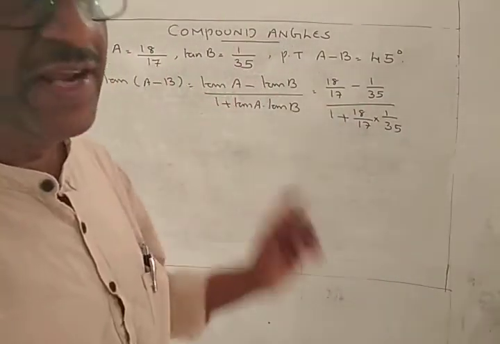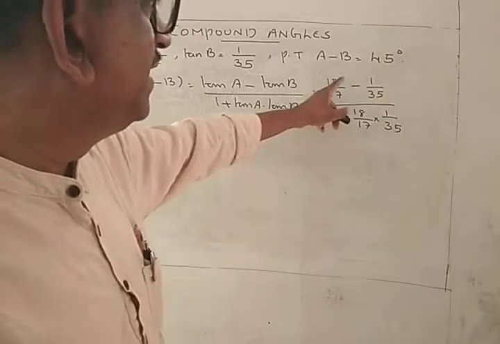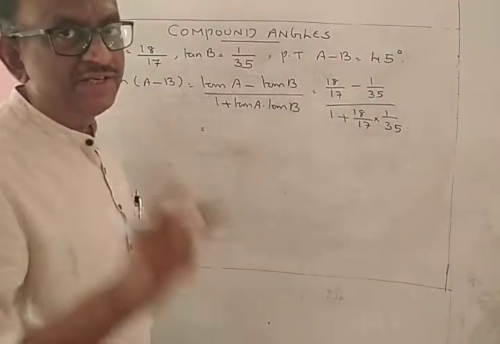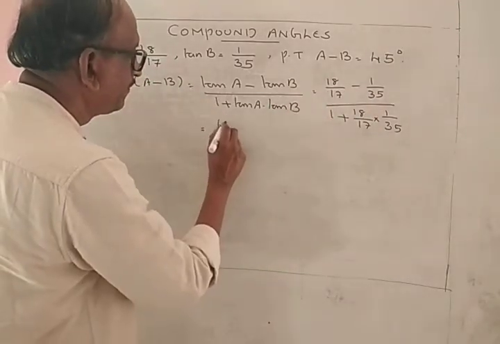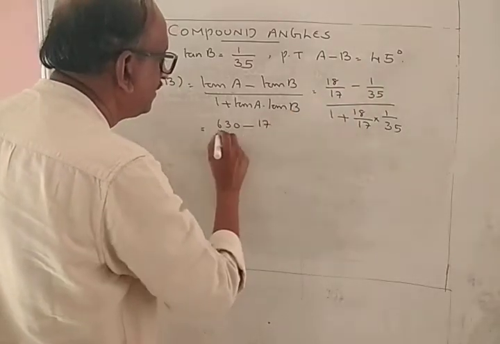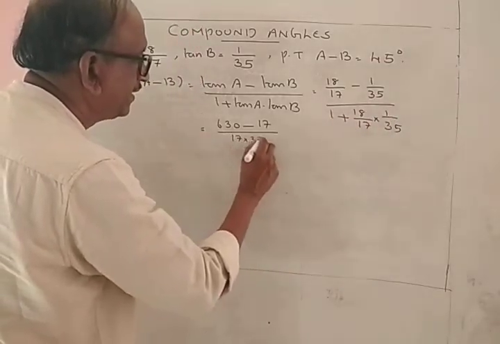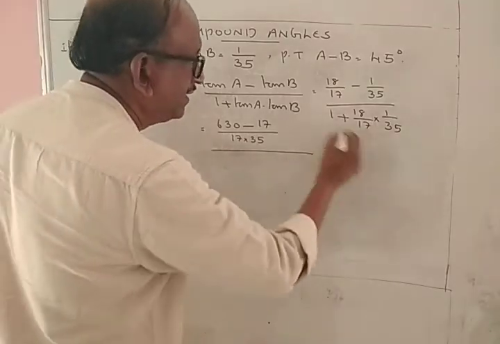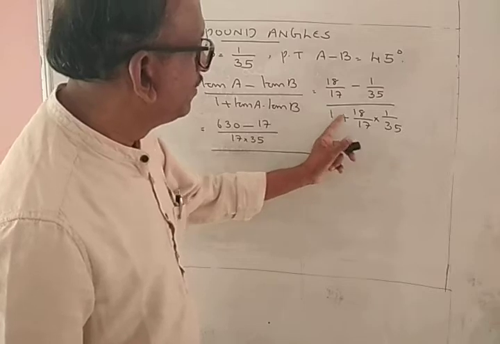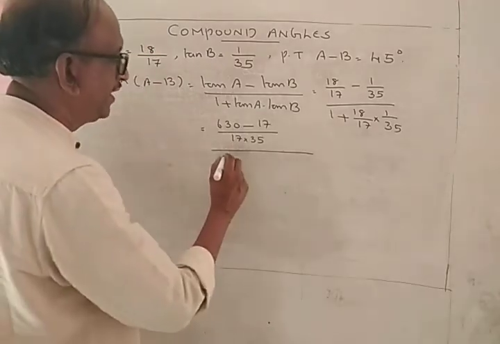Then simplification of fractions. First simplify the numerator. Cross multiplication: 18 into 35, 630, minus 17 into 1, 17, divided by 17 into 35, the product of the denominators. Divided by, then the simplification of the denominator. Here cross multiplication: 1 into 17 into 35.